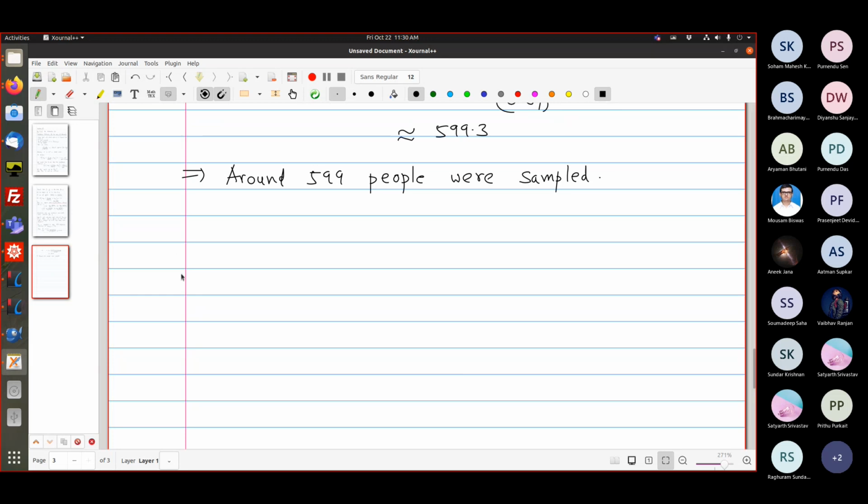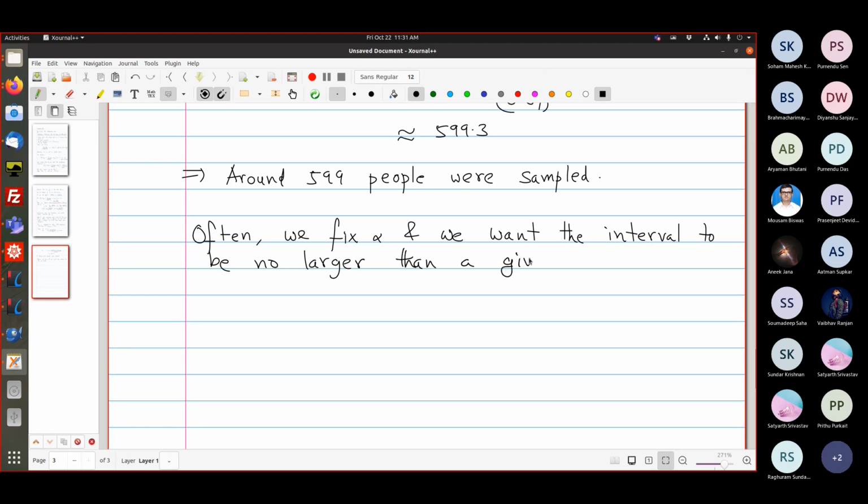Okay, so let me tell you another application of this. Often we fix alpha, let's say a 95% confidence interval is standard, and we want the interval to be no larger than a given quantity B. And we want to determine n.